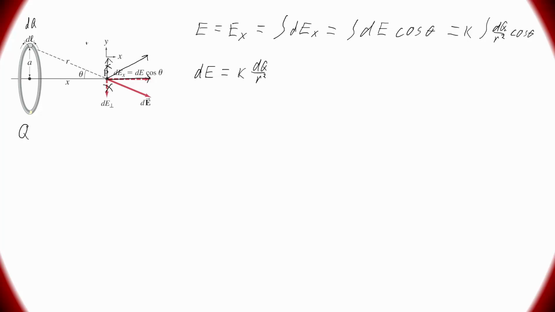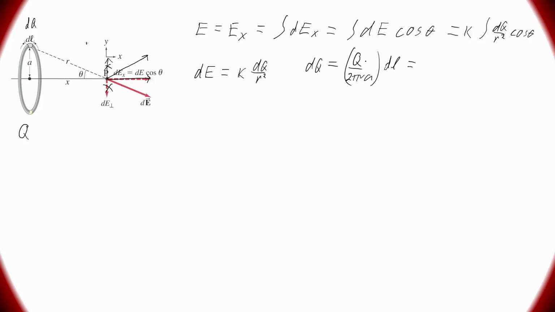But we do need to relate dq to cosine theta. So dq is the amount of charge on that little infinitesimal section. We can figure out how much charge is there if the total charge is q by taking the total charge and dividing it by the circumference, which is going to be 2 pi a. So this quantity here is the charge per unit length, and then if I multiply that by the length of this little segment, dl, then that is going to give me the amount of charge on that little segment.